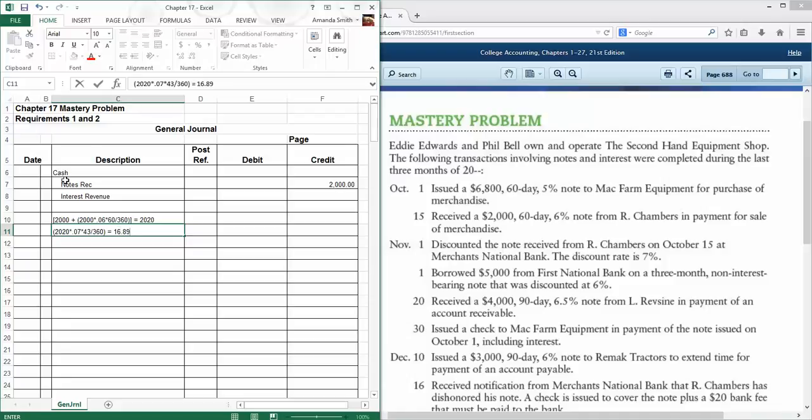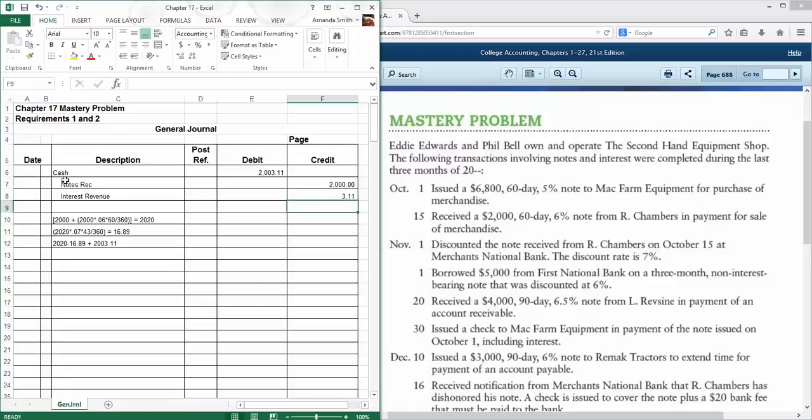So now we can figure out how much cash we actually did receive. We're going to take our $2,020 and subtract the $16.89, which gives us a cash value of $2,003.11. So that is the amount of cash that we will receive. So the interest revenue is going to be $3.11.